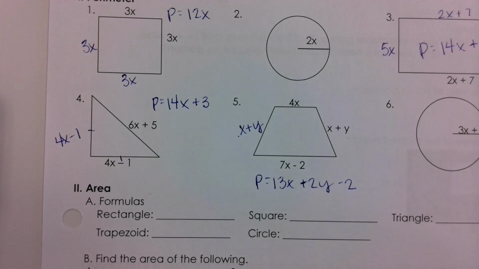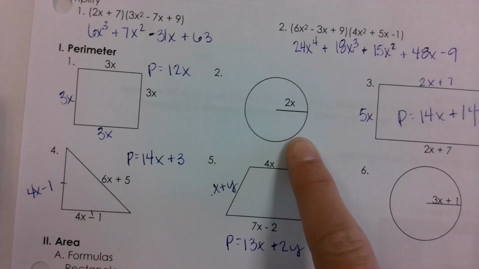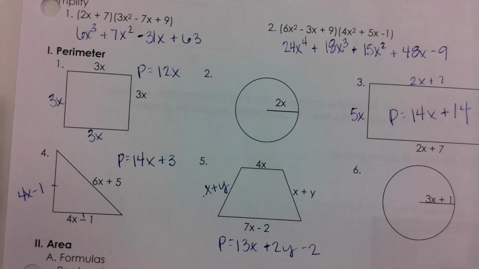Questions? Okay, so now we have the tricky ones. We just have circles left. So if I'm looking at number 2, we want to know the perimeter of a circle. We have a fancy word for that. Do y'all know what it is? Yeah, it's your circumference. Look at you, gold star. So your circumference, do y'all remember how to find that?